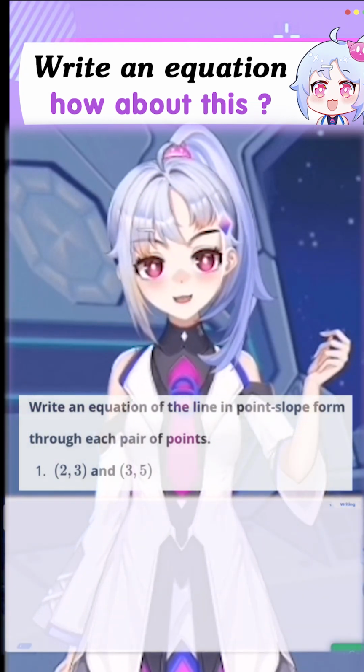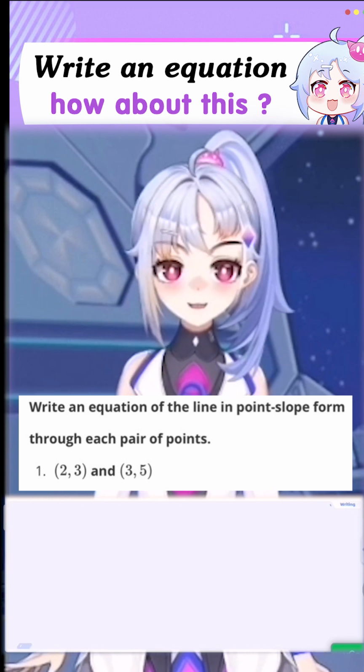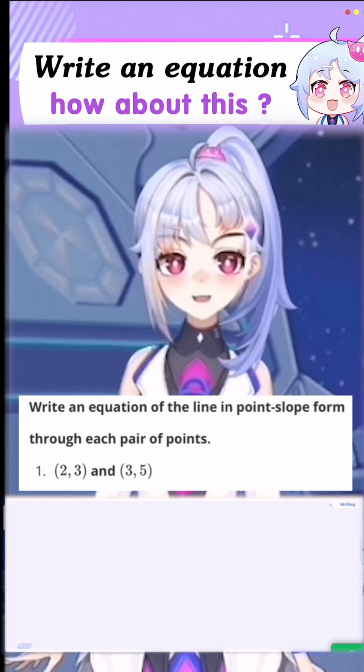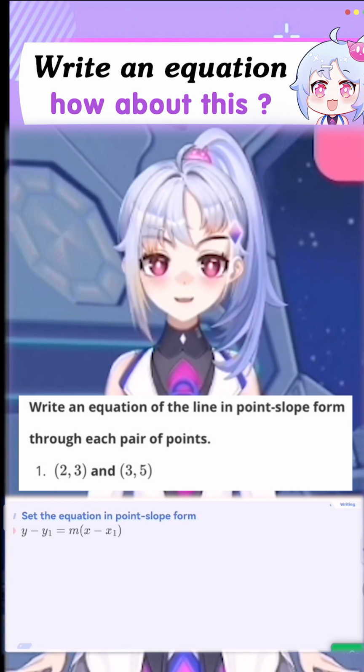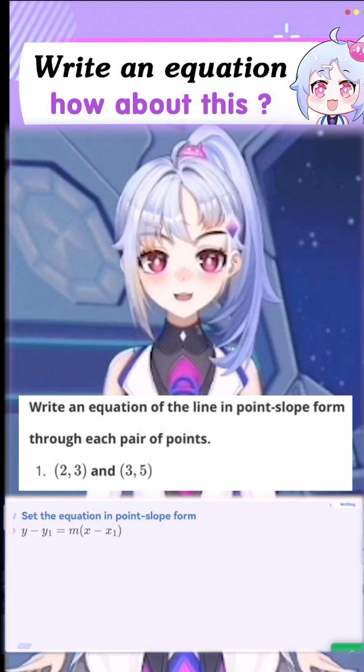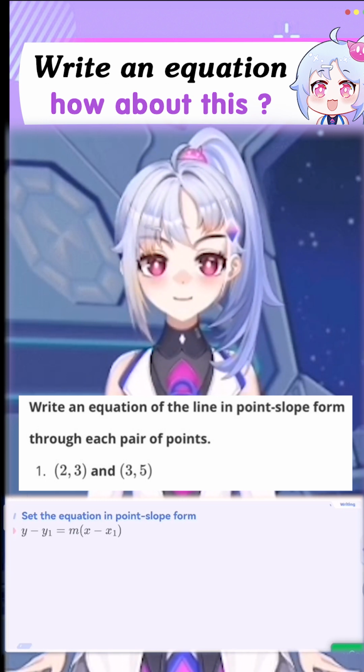So, let's take a look at this question. We already know the 2 points of this line. Let us find the equation in point-slope form. The point-slope form is y minus y1 is equal to m times (x minus x1), which means we can use the slope m and one point of the line to find the equation.